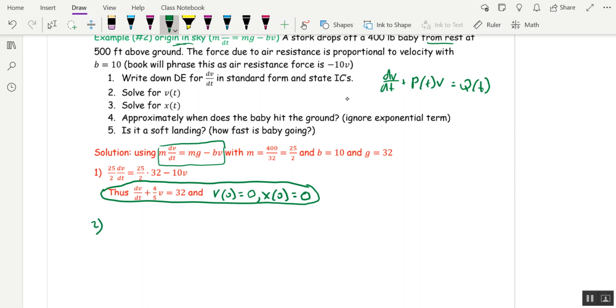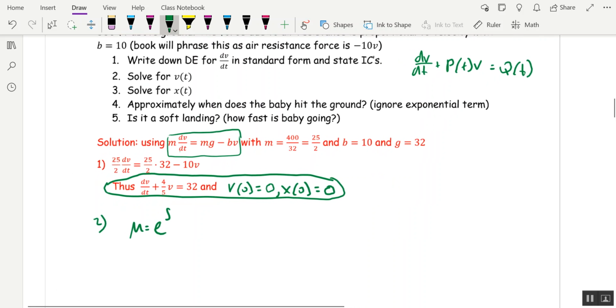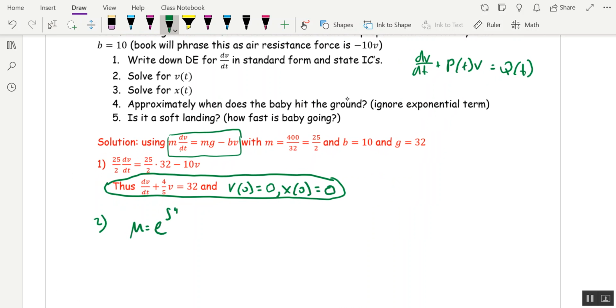The reason why I want to put this into standard form is because I'm going to find an integrating factor. Mu is e to the integral of P of t. P of t is 4/5 dt, which is e to the 4/5 t.